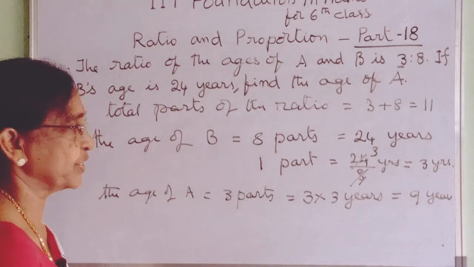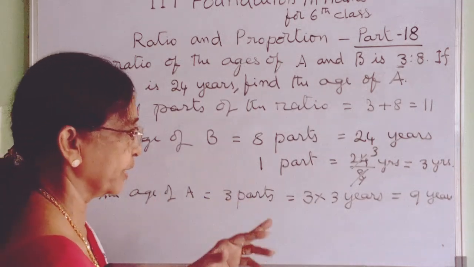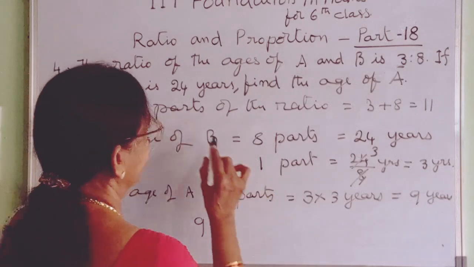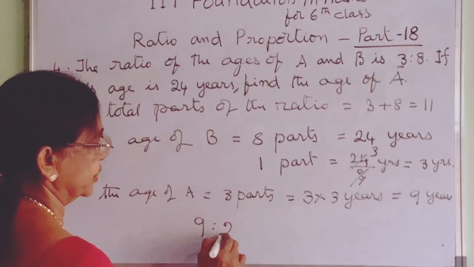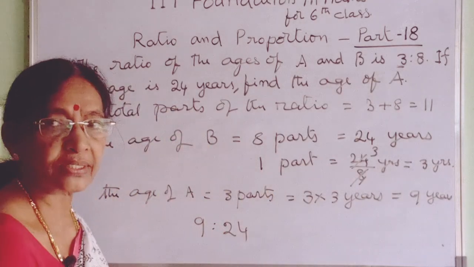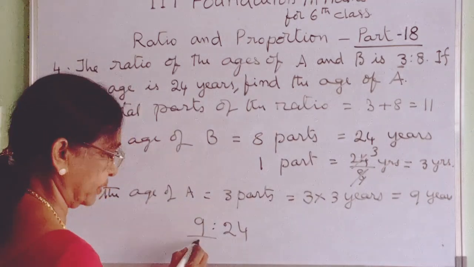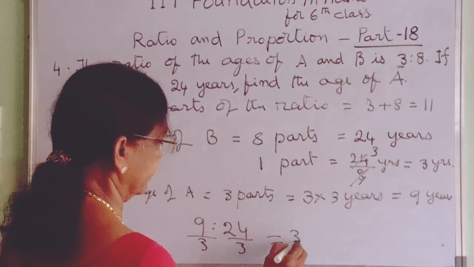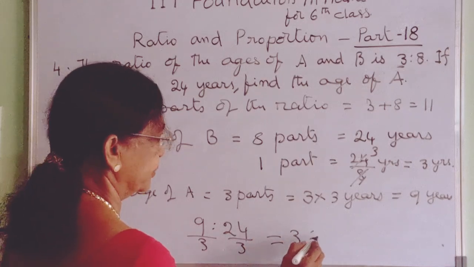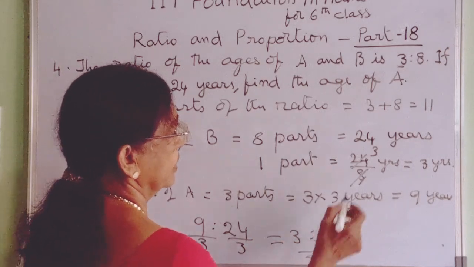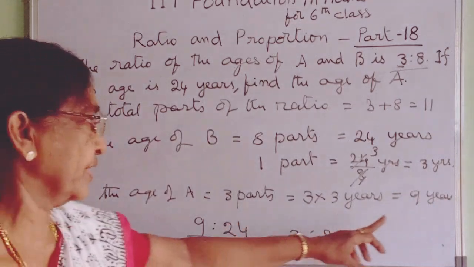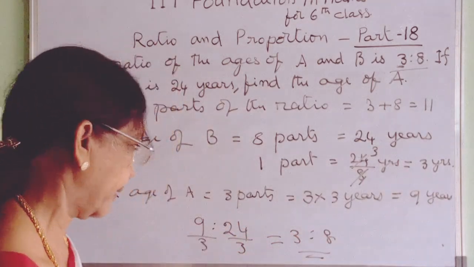Again we will get the ratio of the ages of A and B. A's age is 9, B's age is 24. So 9:24. Both the numbers are divisible by 3. Therefore 9 by 3 and 24 by 3: 3 3s are 9, 3 8s are 24, so 3:8. So the ratio is the same. Therefore the age of A is 9 years.